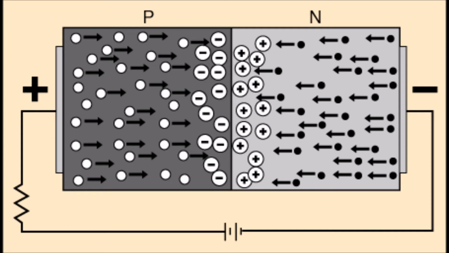The positive terminal of the bias battery is connected to the P-type material and the negative terminal of the battery is connected to the N-type material. The positive potential repels holes towards the junction where they neutralize some of the negative ions. At the same time, the negative potential repels electrons towards the junction where they neutralize some of the positive ions. Since ions on both sides of the barrier are being neutralized, the width of the barrier decreases. Thus, the effect of the battery voltage in forward bias direction is to reduce the barrier potential across the junction and to allow majority carriers to cross the junction.